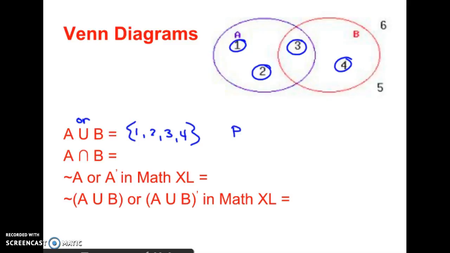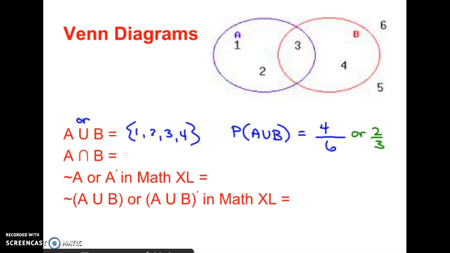If they ask you the probability of getting a number in A or B, remember that's going to be a fraction. So out of the numbers listed up here, there are 6 numbers, and 4 of them are in A or B. 4 to the 6 are in A or B. So if they ask for probability, you would have 4 out of 6 or 2/3 to answer that question.